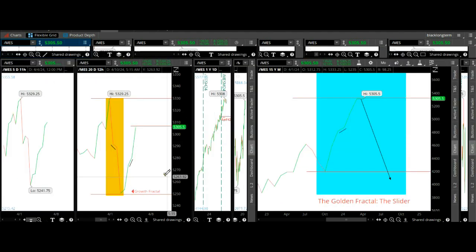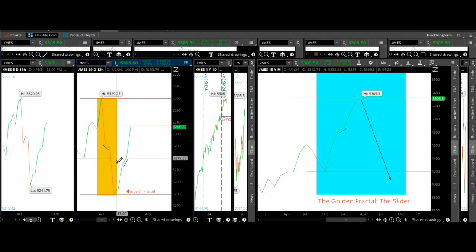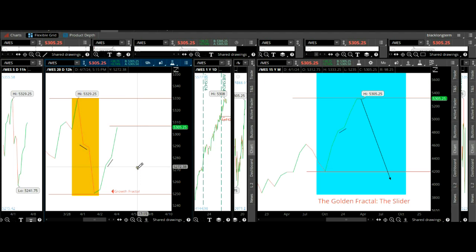And I wanted to point out the 12-hour slider in progress. We had a slider down. Okay, that's a growth fractal. The trend goes up. Now we have the slider going up. That's a decaying fractal. So we have to watch the area right here. Okay. Generally, the slider will have a leg, and you have to slide there. So I'm watching this in particular.